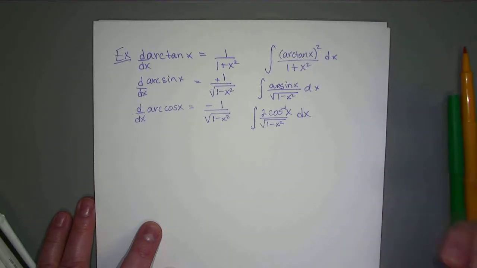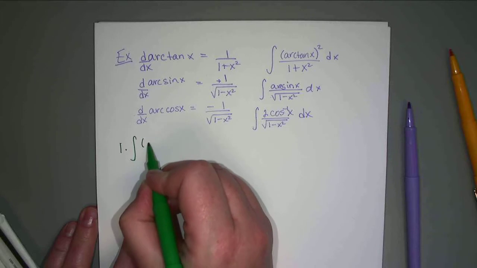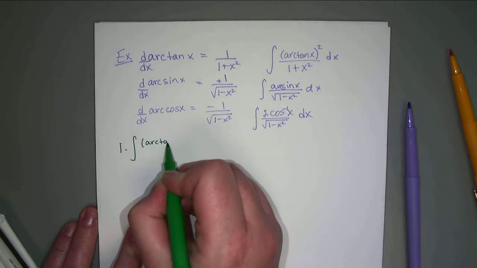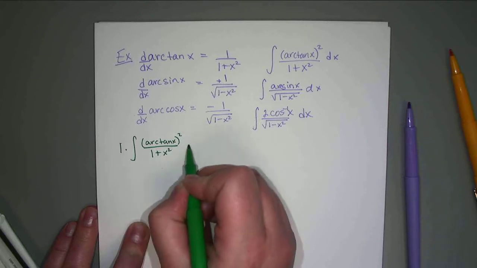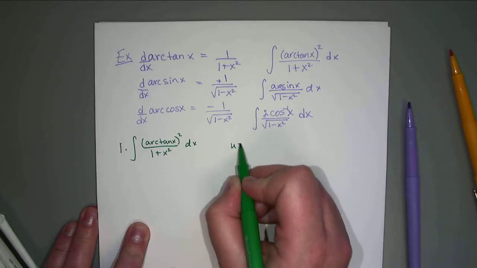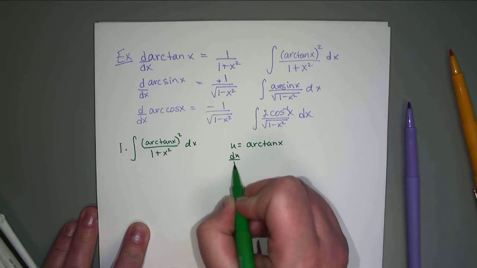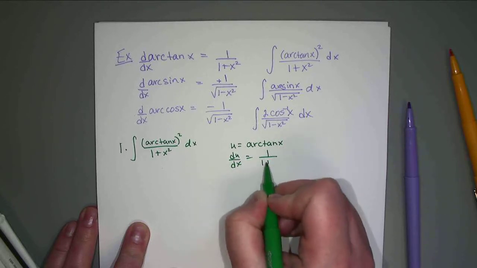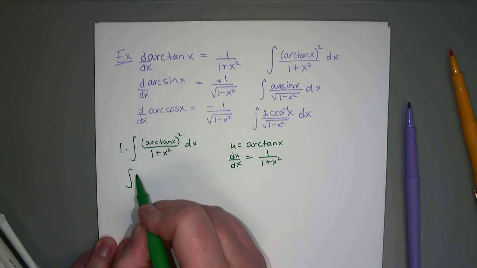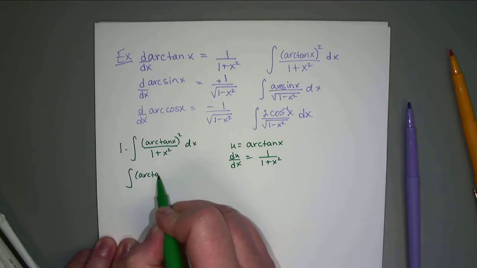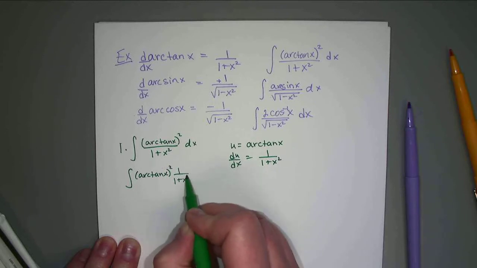So let's do these 3. But in all of the cases, if you see that inverse trig, you call that u, and the derivative has to be somewhere else for it to work using this type. So this would be arctan x. The derivative is 1 over 1 plus x squared. And there is a 1 over 1 plus x squared in here. This is arctan x squared, 1 over 1 plus x squared dx.